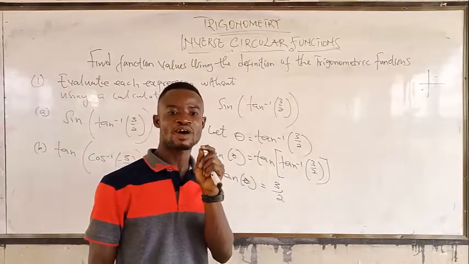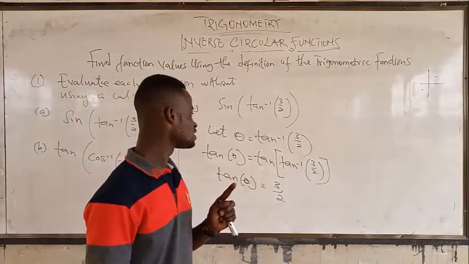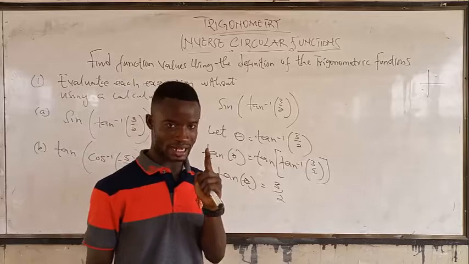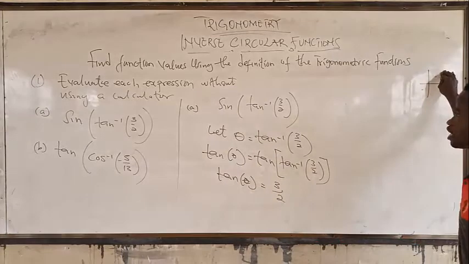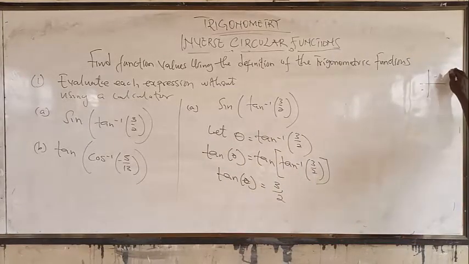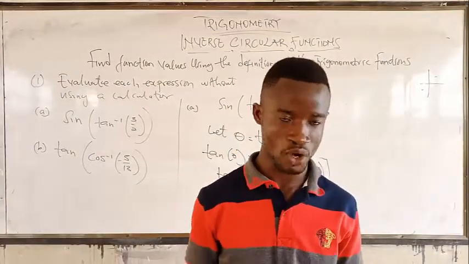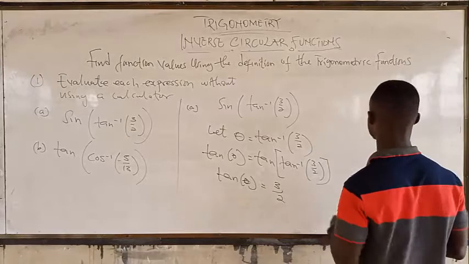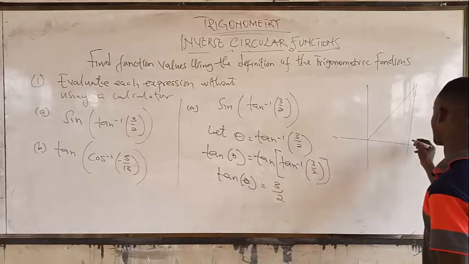So since 3 over 2 is positive, theta is in quadrant 1. Since 3 over 2 is positive, theta will be in quadrant 1. We can't be in both quadrants, so we take it to be that we are in quadrant 1, where all the trigonometric functions are positive. Very good. So the next thing to do after this is to go and sketch it, knowing that you are working in quadrant 1.